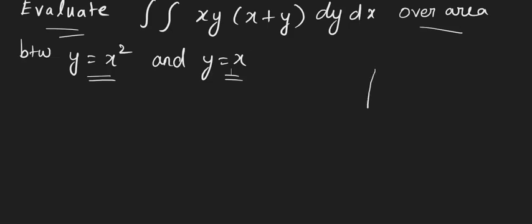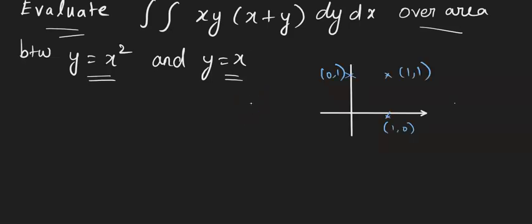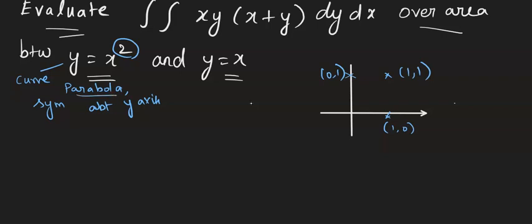Let me draw the axis. I have marked certain points. First we will take y equals x square. What I can see is that this is a curve, not a straight line, because the power is 2. This is a parabola which is symmetrical about the y-axis. Keep this in mind: if this is y square, then that will be a parabola symmetrical about the x-axis. Since it's x square, it will come on either side of the y-axis, so you'll have a parabola either like this or this.